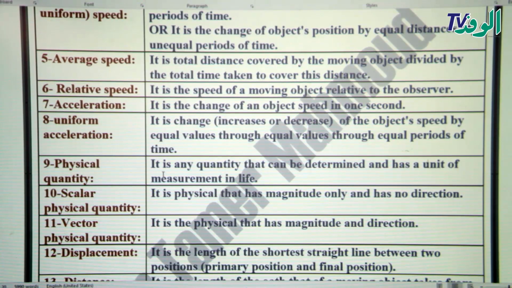Of course, we have many types of acceleration, uniform and non-uniform, but we studied already one type, which is the uniform acceleration. It is the change, increase or decrease. Increase to be positive, decrease to be negative, of the object speed by equal values through equal periods of time. Again, it is a change, increase or decrease of the object speed by equal values in equal periods of time.